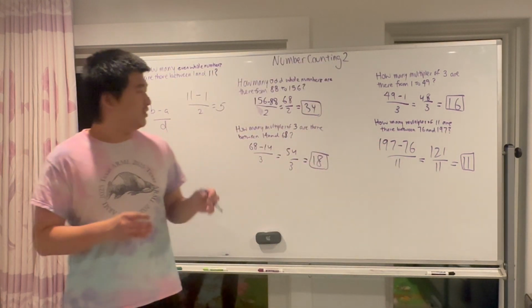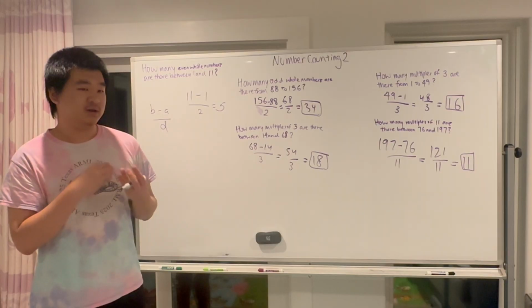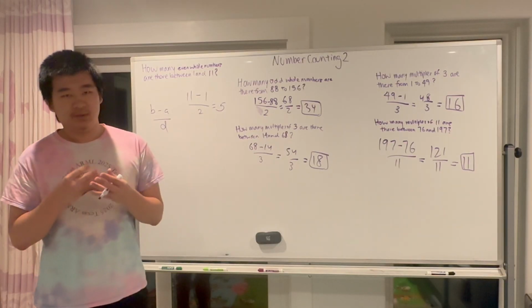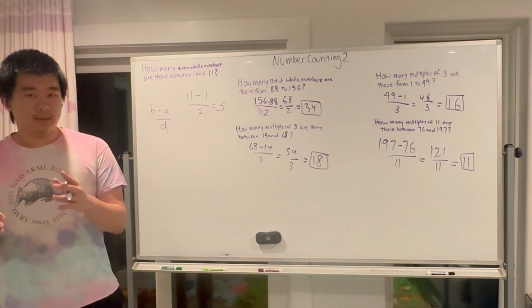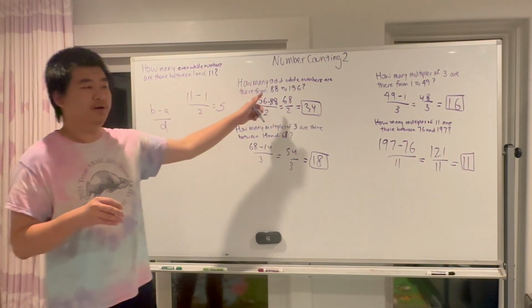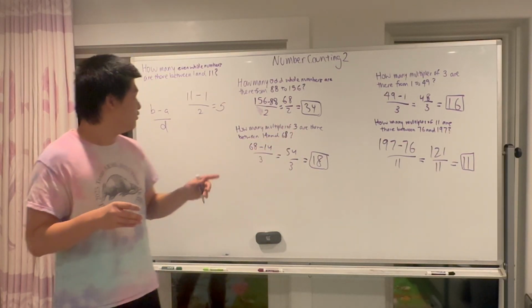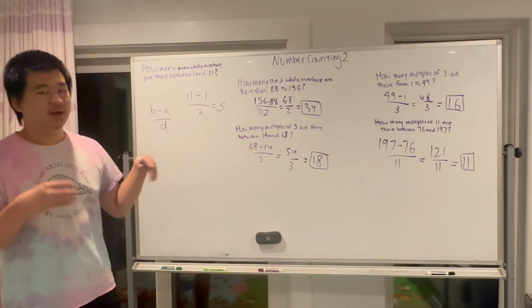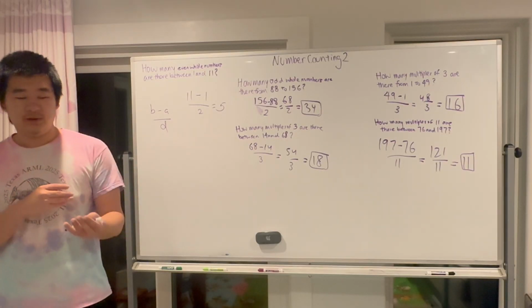So I will admit, number counting 2 is a little bit simplified. It's definitely not as hard as it could be, but honestly that's just because number sense is trying to make the questions easier for you. So as long as you remember, when our bounds are not nice multiples of the numbers that we're trying to find the multiples of, then we'll use b minus a over d. If they are nice multiples, then we'll be using b minus a over d plus 1. That's all we really have to remember.